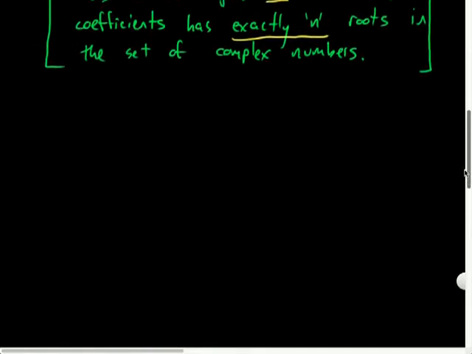So let's do an example, applying some of this stuff. Let's say I have the polynomial equation x cubed plus 3x squared minus 10x minus 24 equals 0. And I'm looking for the roots.